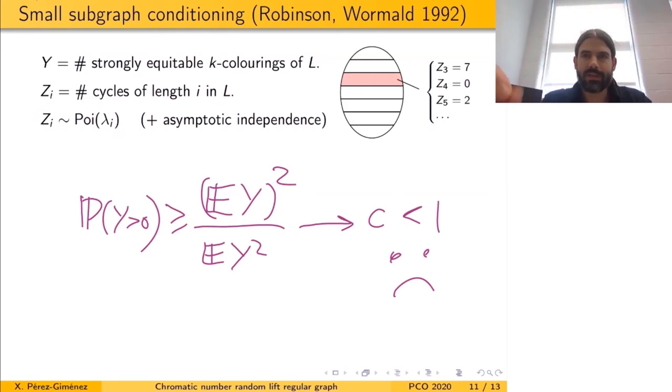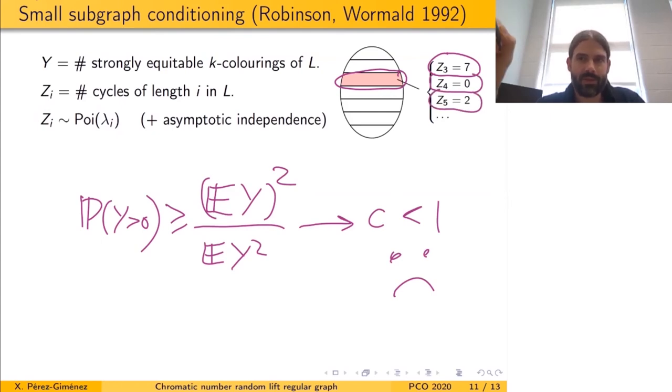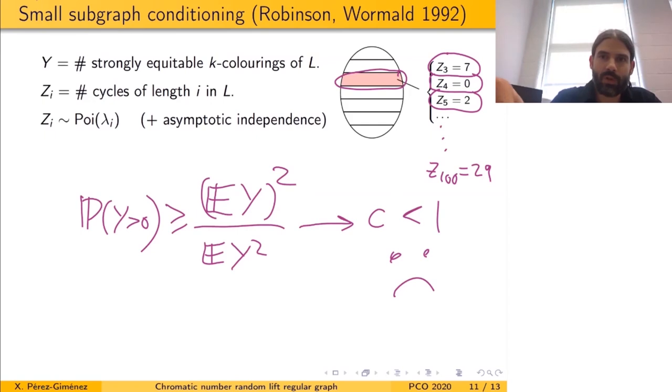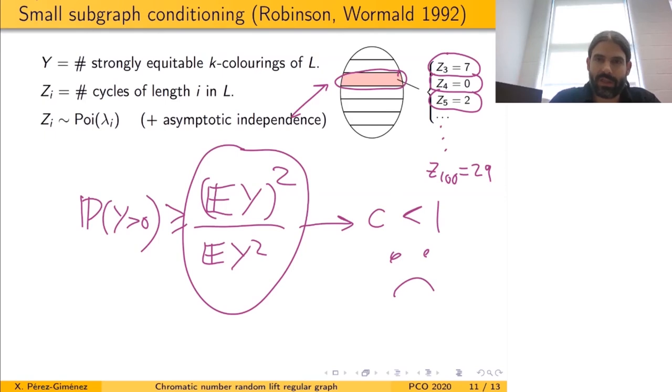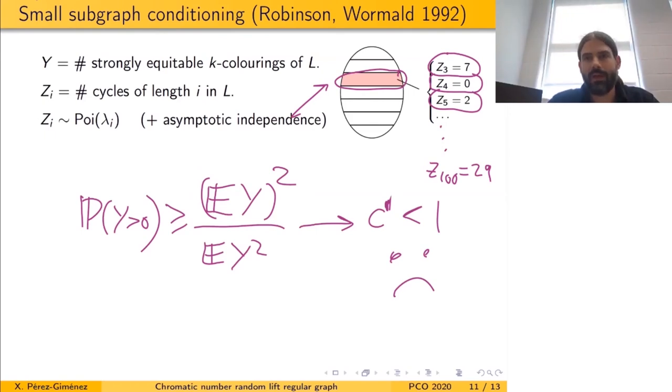So you can look at your probability space and slice it according to the cycle counts. In this particular slice, I'm looking at the slice of the probability space where I'm conditioning on the number of triangles being 7, the number of 4-cycles being 0, the number of 5-cycles being 2, et cetera, maybe up to the number of cycles of length 100 being 29. What I claim is that if you look at this slice and compute this ratio, but conditional on being in that slice, you get a different C, which is closer to one.